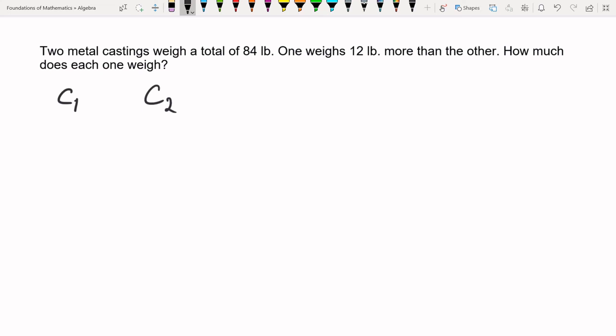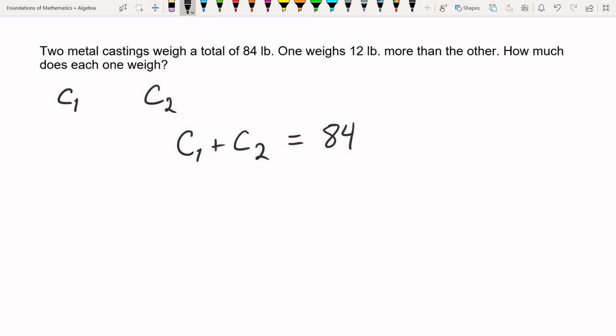Now I have my variables here, and I can actually use that first equation that says they weigh a total of 84 pounds. Well, if they weigh a total of 84 pounds, that means together, meaning we add them together, that's going to be the total weight, and that total weight is 84 pounds. So we can't solve this, right? We have two variables and we only have one equation.